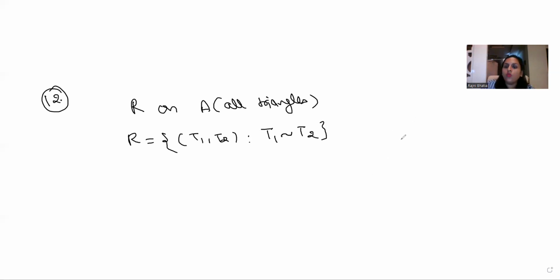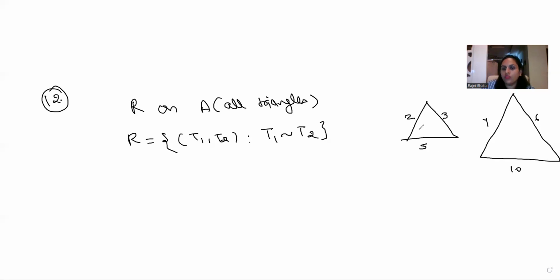Now let us recall what similarity means. The similarity basically means that the sides should be proportional. Suppose these are the two triangles. This triangle has the sides 2, 3, and 5. And this triangle has the sides 4, 6, and 10. So we can clearly say 2 by 4, 3 by 6, and 5 by 10. So we can say that this triangle is double of the previous triangle, and hence these two triangles are similar. The two triangles are similar if the ratio of their sides is proportional.